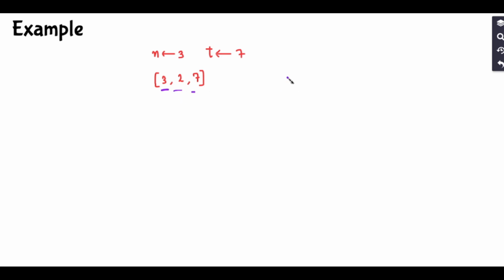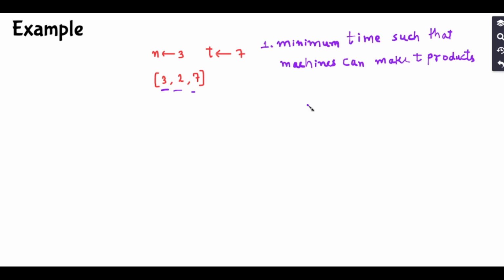Now, what I want is the minimum time. So we want to find the minimum time such that the machines can make t products. Now how can we solve this problem? Obviously it's a binary search problem, and it's a binary search on answer. So what is the answer? The answer is basically the time. So let's represent time by the variable T, or let's say we have answer. So this answer represents the time.